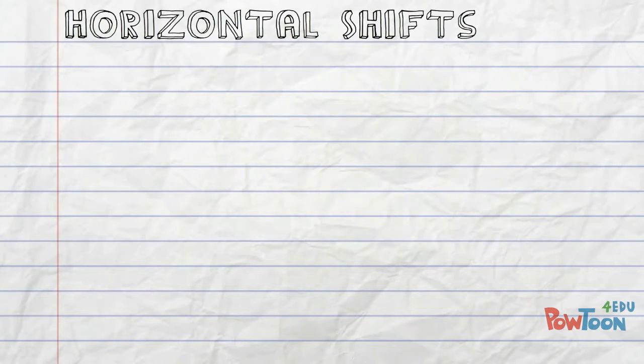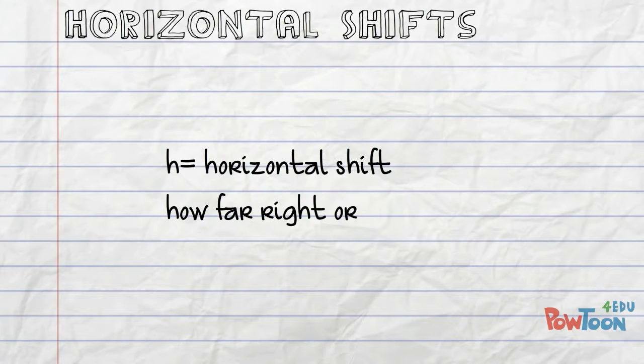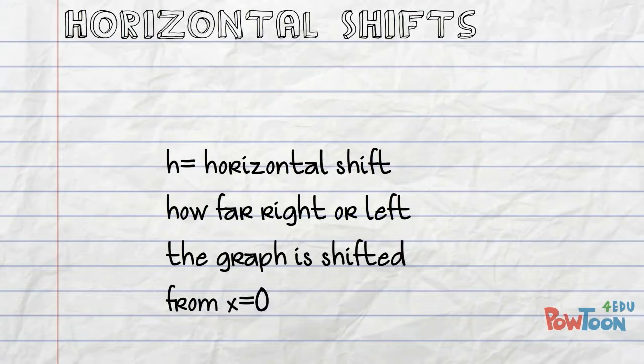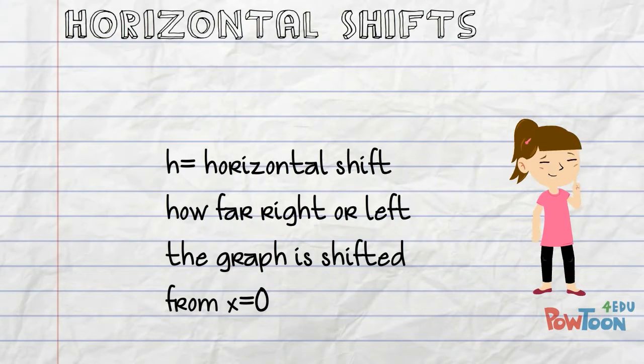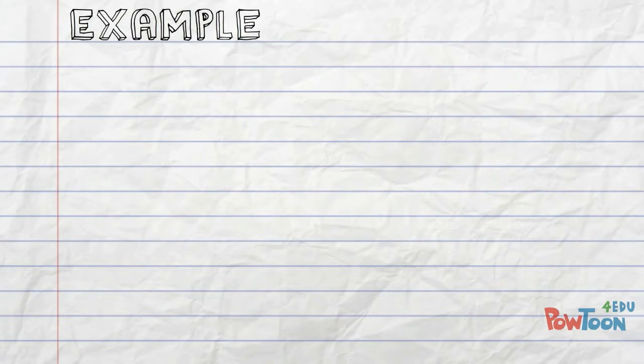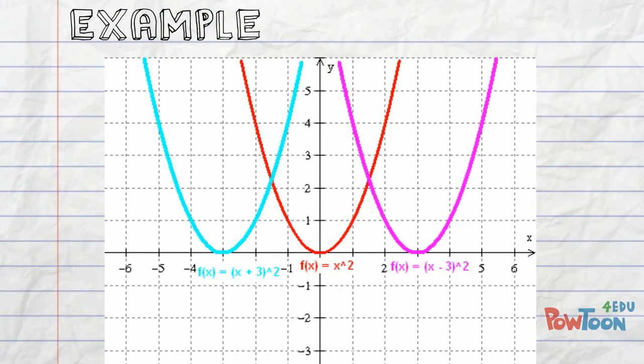The horizontal shift is how far right or left the graph is shifted from x = 0. In this example, you can see the red parabola is the original, and the pink one is shifted 3 to the right, whereas the blue one is shifted 3 to the left.